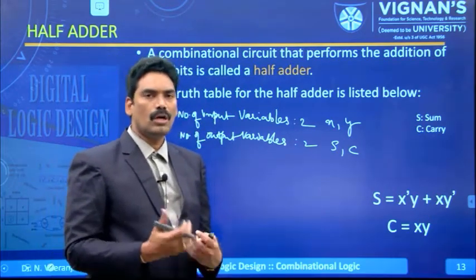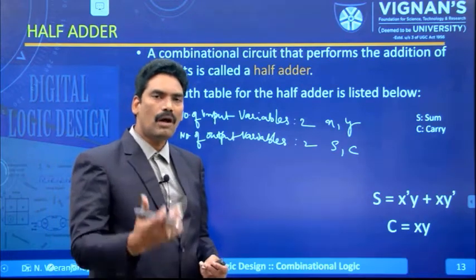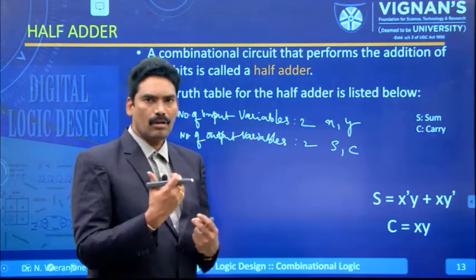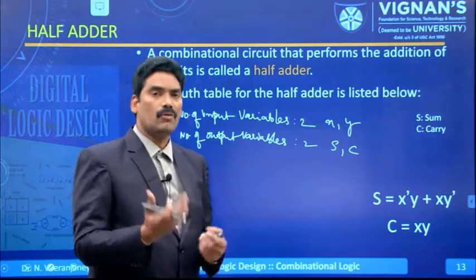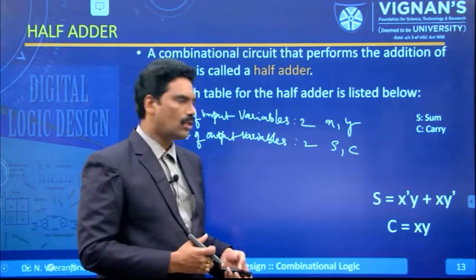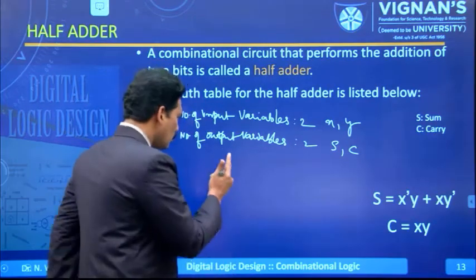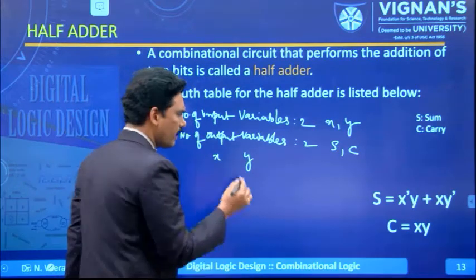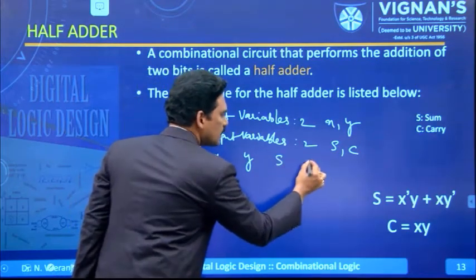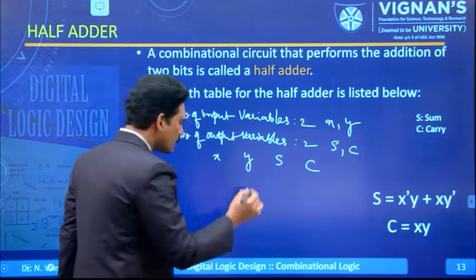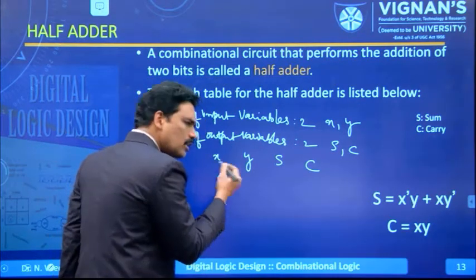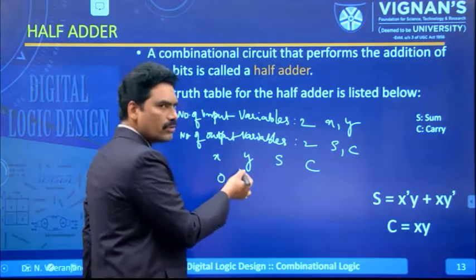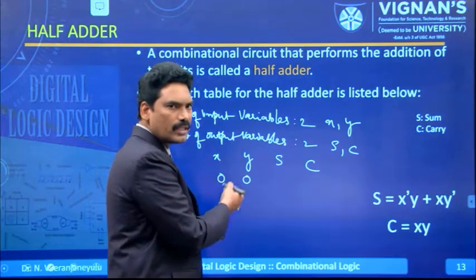Now, what is the next step? We have to derive the truth table for the half adder. What is a truth table? How to draw this truth table? We have the 2 input values x and y, and the outputs sum and carry. See the values of x and y. What are the alternative values of x and y? Initially, the values of x and y are 0, 0.